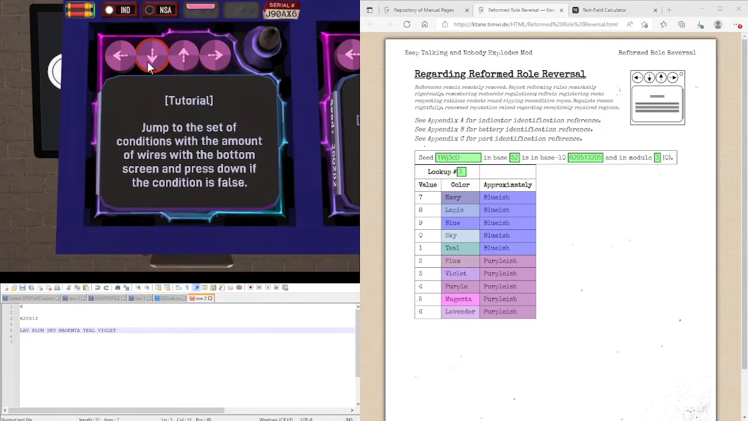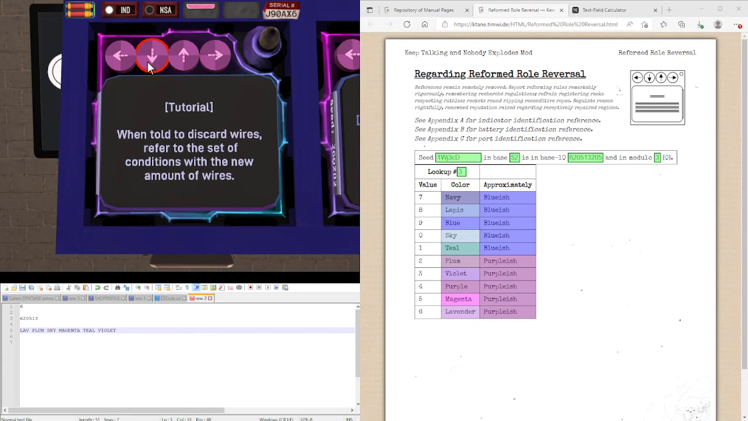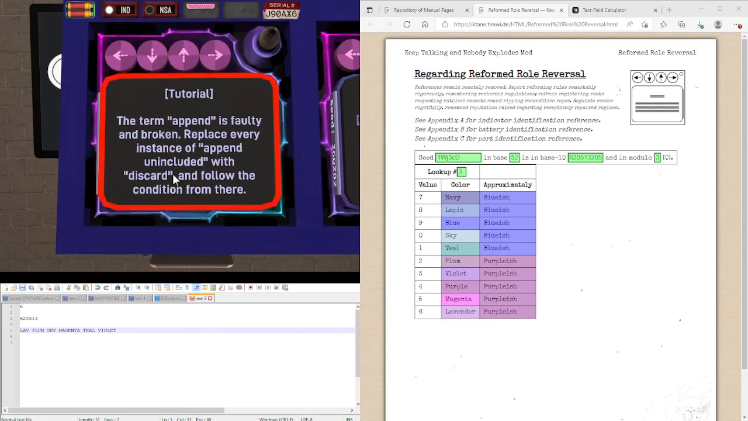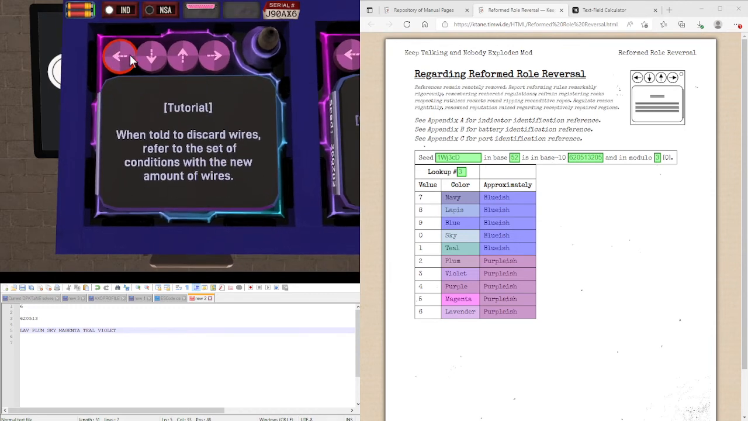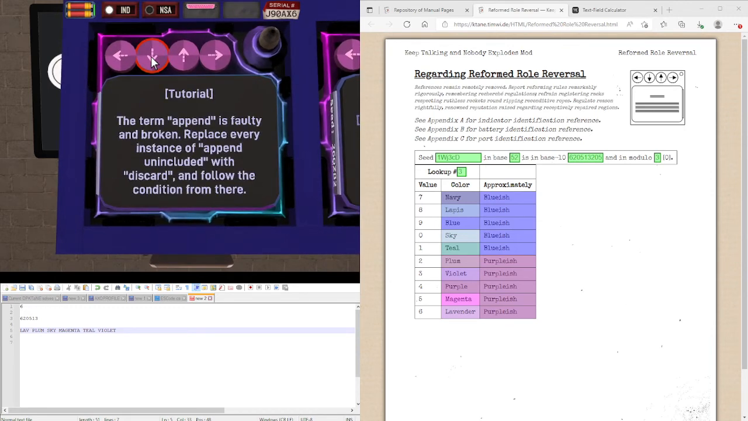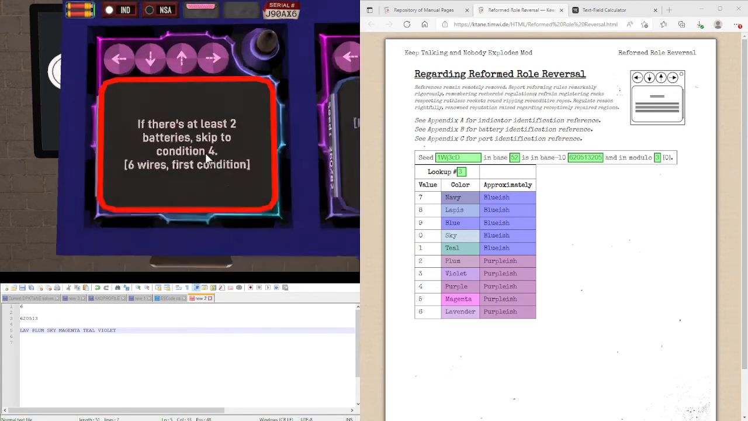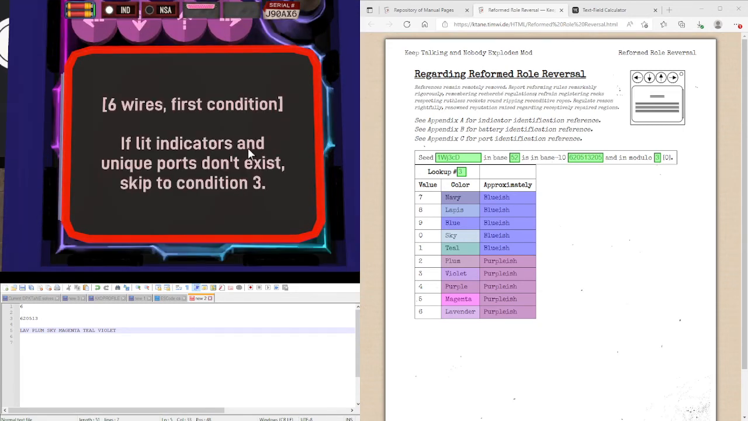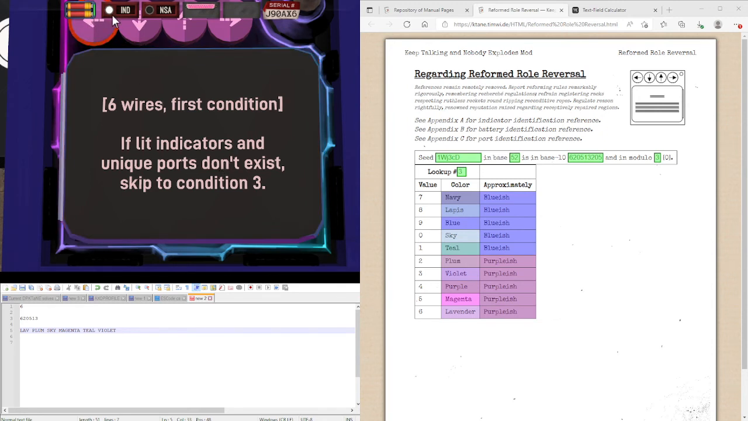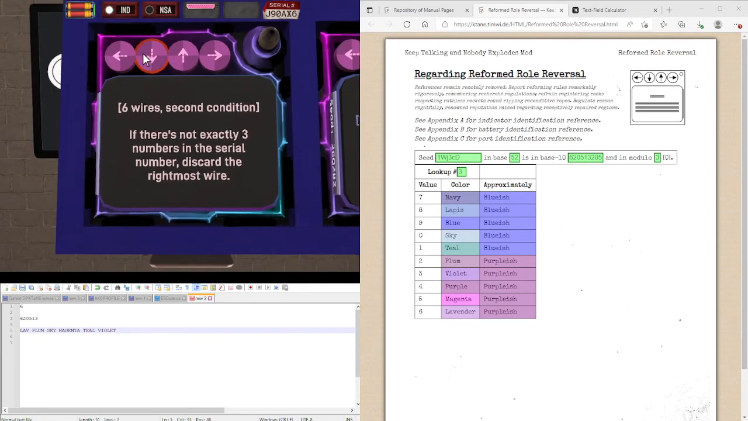Okay, let's move on to the next page. This is the same as before. Okay, so we now know that append included is broken again. So we're going to be discarding no matter what, basically. So let's go to 6. If lit indicators and unique ports don't exist, or lit indicators and unique ports do exist. So let's go to the next rule.